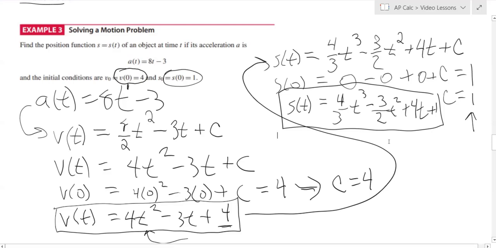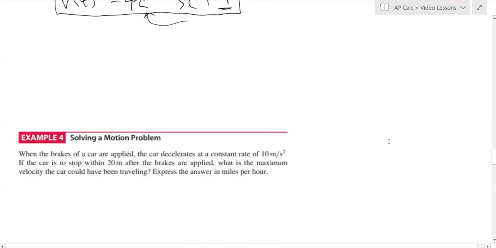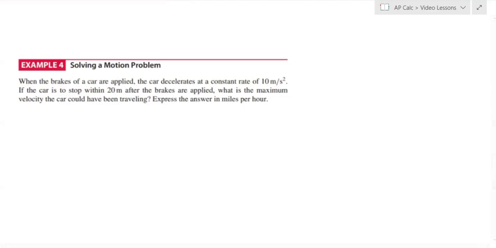All right, so let's look at another example here, another motion type problem. When the brakes are applied of a car, the car decelerates at a constant rate of 10 meters per second squared. If the car is to stop within 2 meters after the brakes are applied, what is the maximum velocity the car could have been traveling?